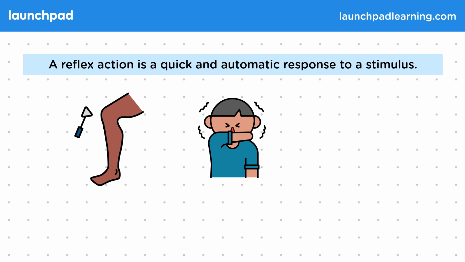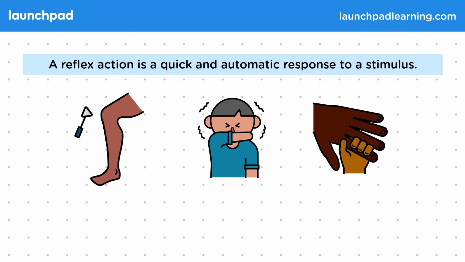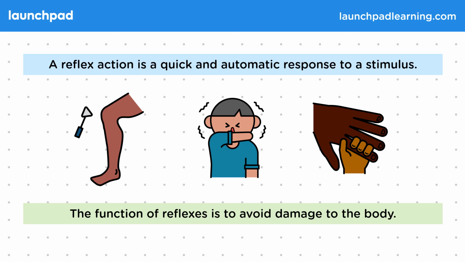Sneezing or coughing due to irritants in the nose or throat is also a reflex. And there's an interesting grasping reflex in infants. Pressure on their palm results in an involuntary grasp. The function of reflexes is to avoid damage to the body. So, which structures are involved in reflex actions?